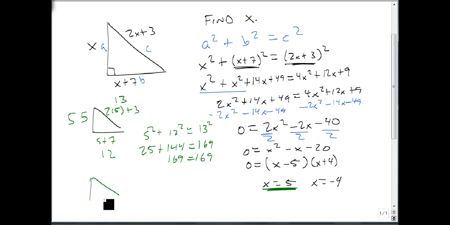Minus 4, on the other hand, has a couple of problems. If we put a minus 4 here, and a minus 4 plus 7 here, and a minus 4 times 2 plus 3, we get minus 4, 3, and minus 8 plus 3 is minus 5. Notice these negatives? We're not allowed to have negative lengths, so the negative 4, in fact, does not work.